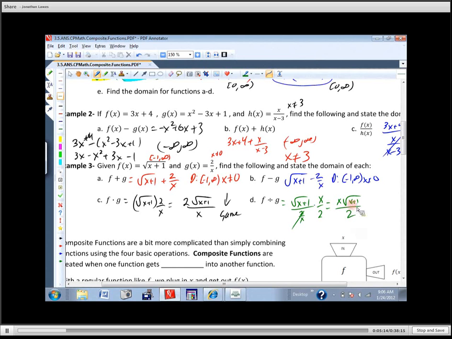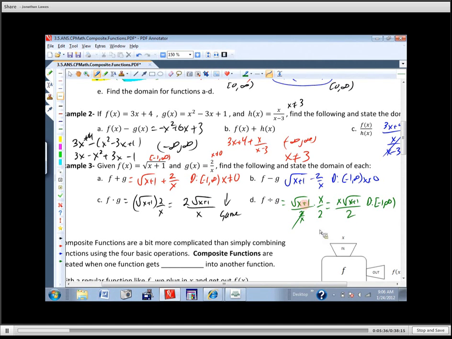Still got the square root of x plus 1, so that's still going to be negative 1 to infinity. Do we still have the issue with 0? No. Is there a 0 in the denominator anymore? There's not. Okay, but here's the tricky part. Everybody listen, because this is going to be really important in just a second. You have to consider where this expression came from.